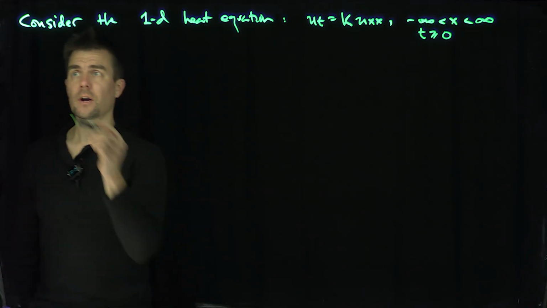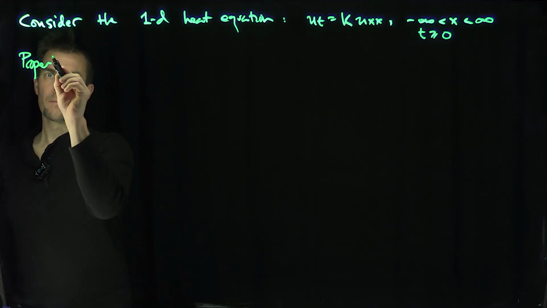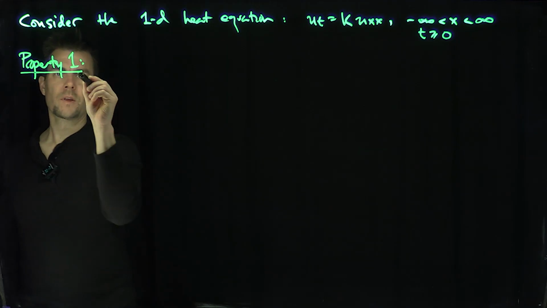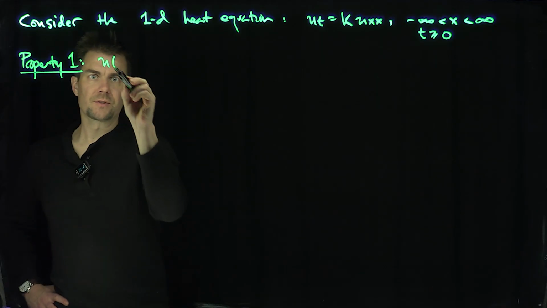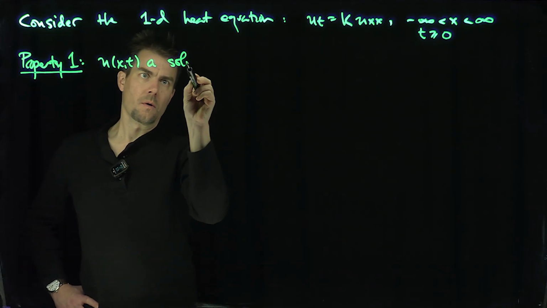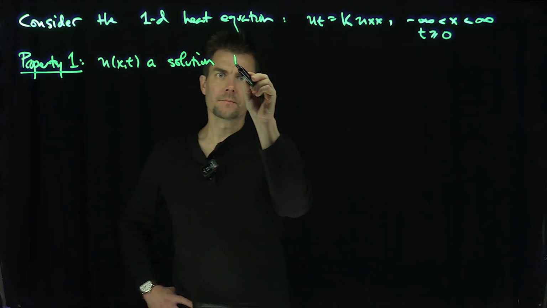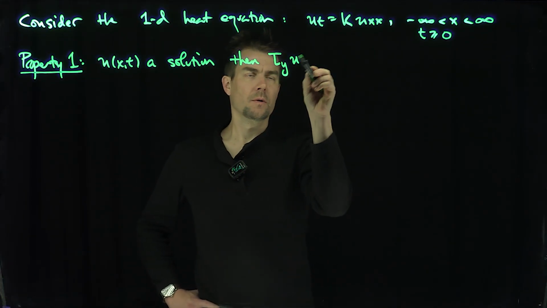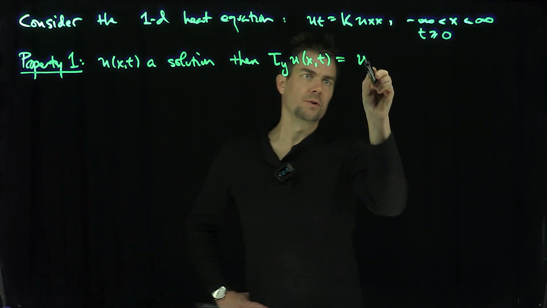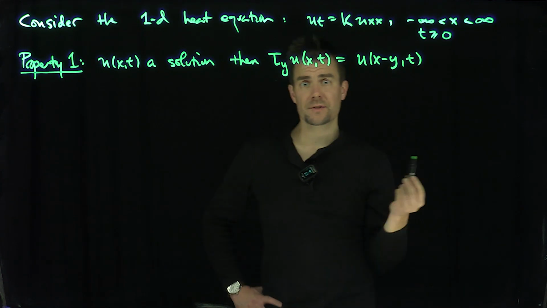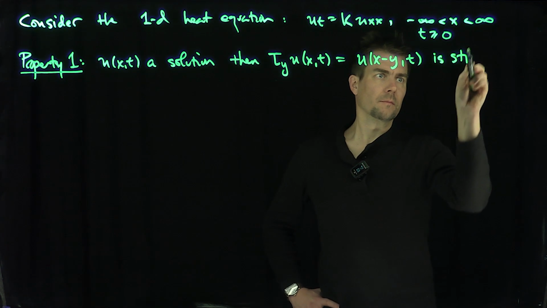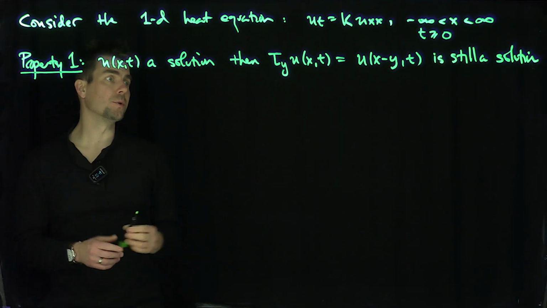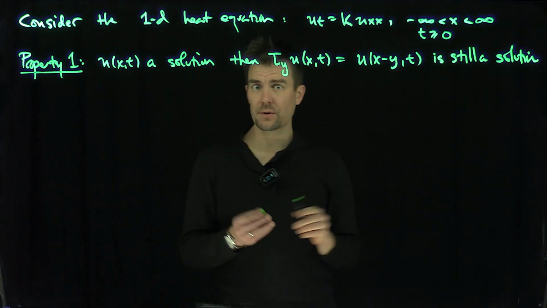So what are the basic properties of this? The first property, property 1, is that if u of x, t is a solution, then tau_y of u of x, t, which is u of x minus y, t, is still a solution. So I can translate solutions and get a solution. That's a very, very useful fact. If I translate the spatial variable, I still get a solution, okay?